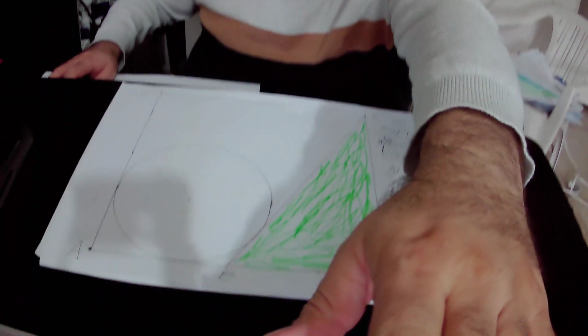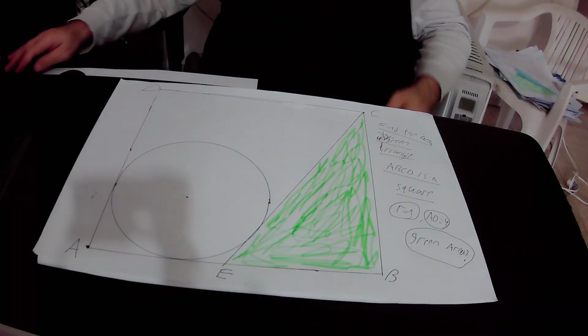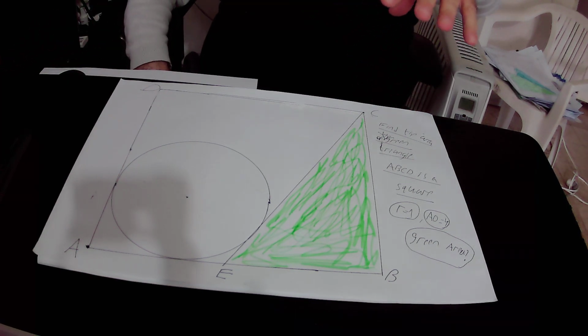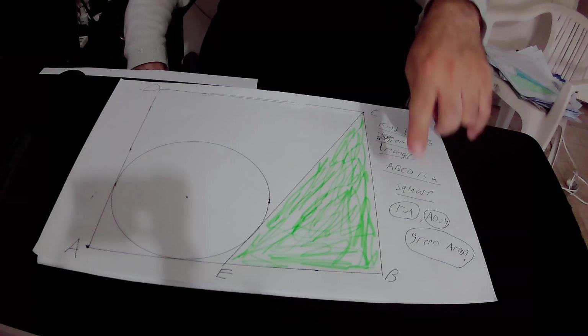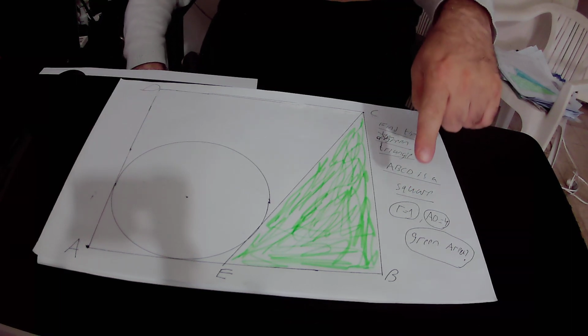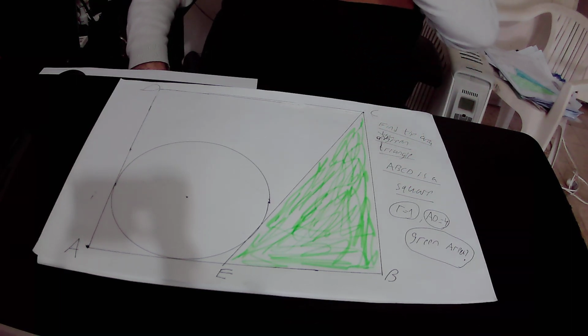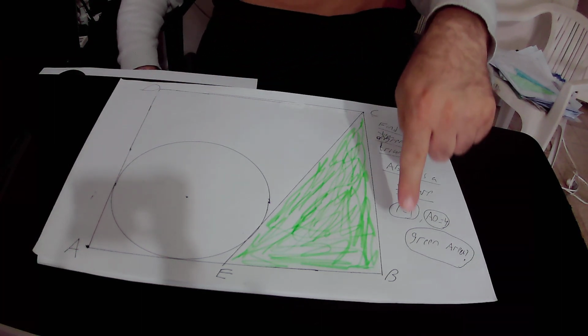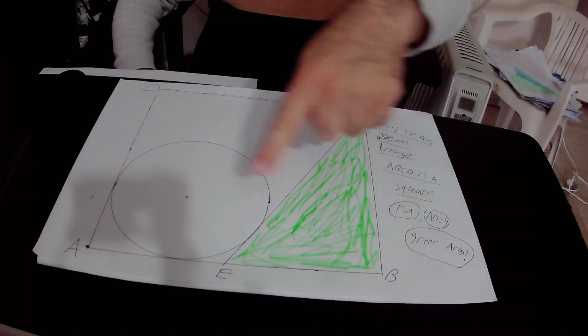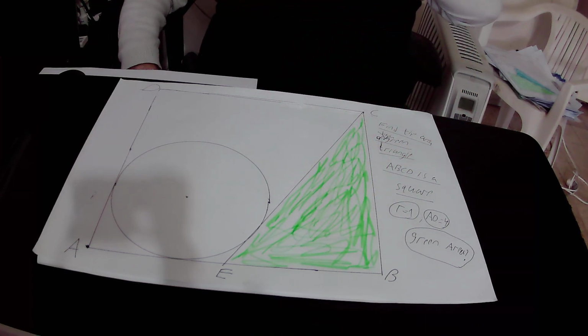Hello, in this lecture we will find out the area of the green circle. In the drawing we have square ABCD. We know that one side of square ABCD equals 4 units. So AD equals DC equals CB equals AB equals 4 units.